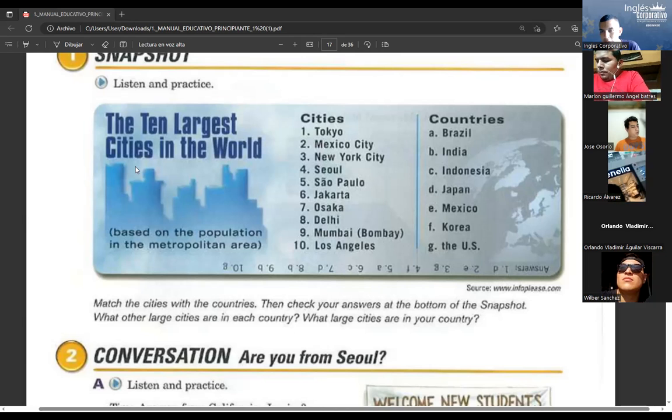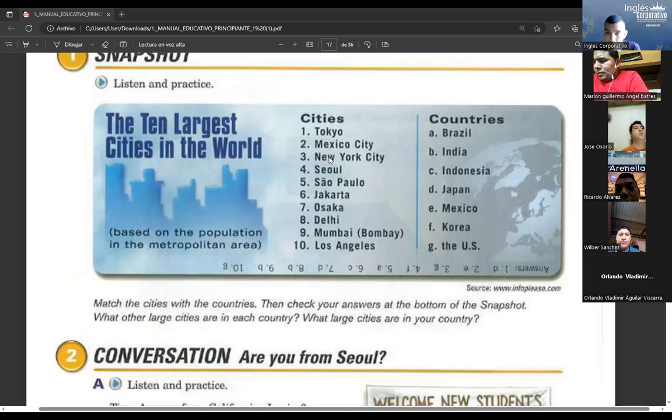Ok. What is the city? What is the city of Brazil? What is the country, or Tokyo? Japan. Okay, what is the country of Mexico City? That is too easy. Mexico. What is the country of New York City? USA. The USA, US. Very good.